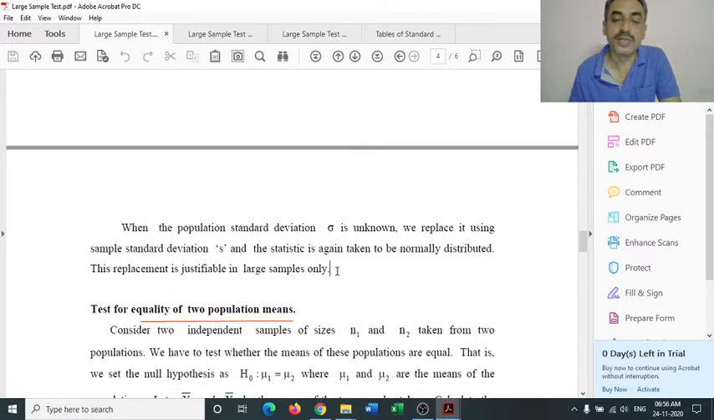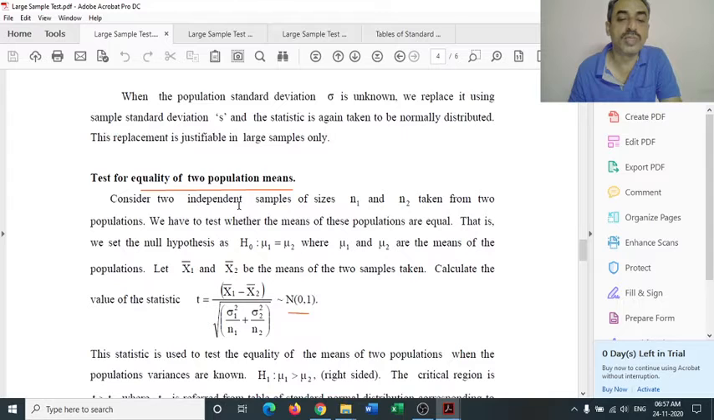So naturally a question arises: suppose sigma is unknown and the sample is not large in size, say small. So what do we do? We can make use of another statistic where sigma doesn't appear, in another section called small sample test. Anyway, for the time being, when sigma is unknown, we just replace sigma by S and proceed in the same manner.